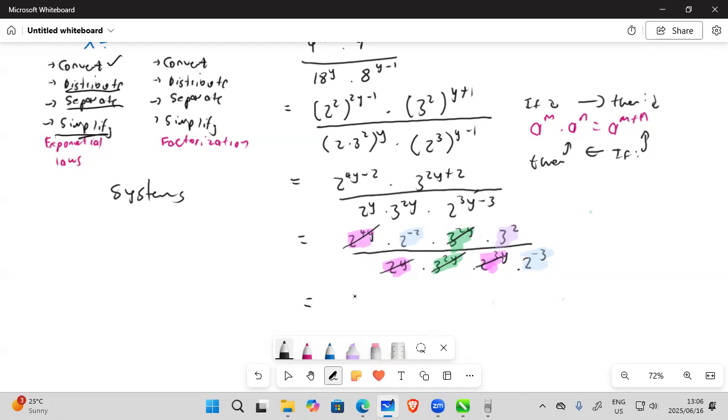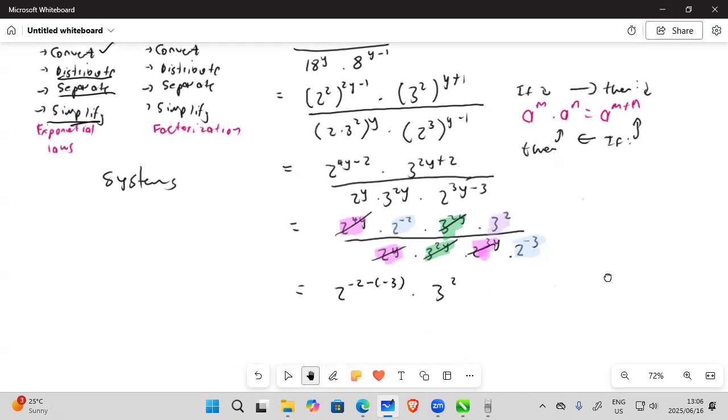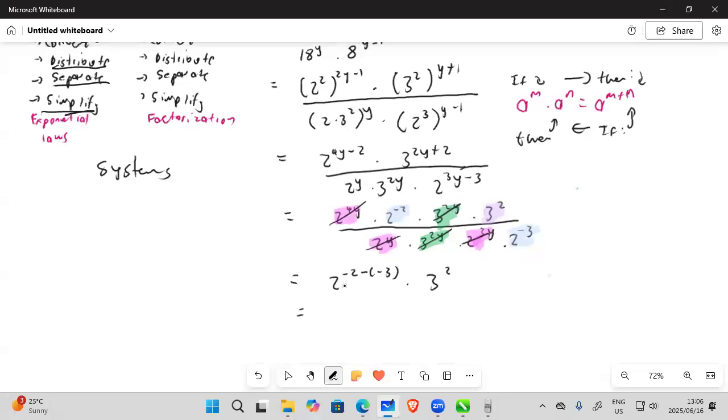Here, this will be top minus bottom, isn't it? So it'll be 2 to the power minus 2 minus minus 3. Can you see that? Very important. Keep the brackets. Multiplied by 3 to the power 2. And if we simplify this, minus 2 minus minus 3 will give you minus 2 plus 3, which is 1. So it'll be 2 multiplied by 3 squared, which is 18.